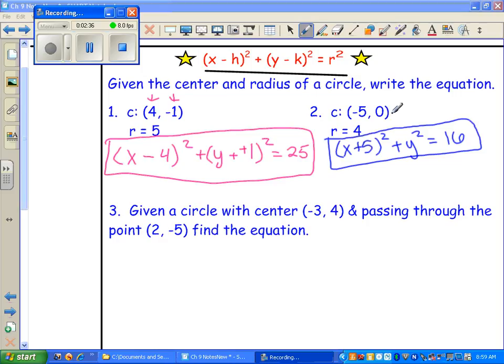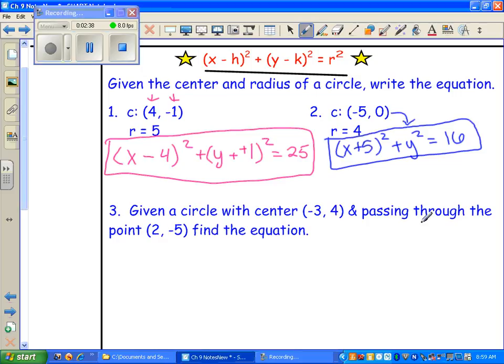On this second problem, the y value was 0. So when you are writing the equation, you don't need the parentheses, you don't need the minus, just the y squared for that one. And if you see this, you need to know that the value for the center, the y value, would be 0. That's really the easier type of problem there.